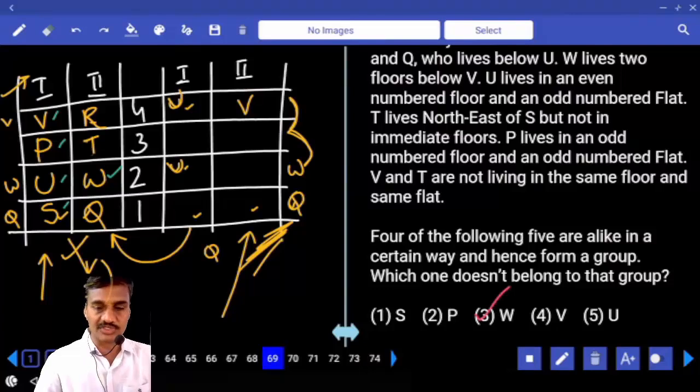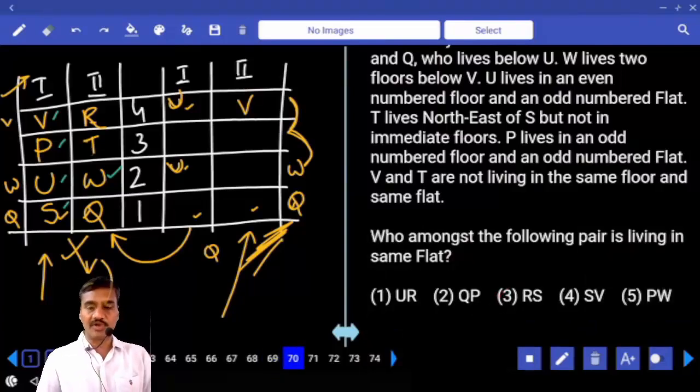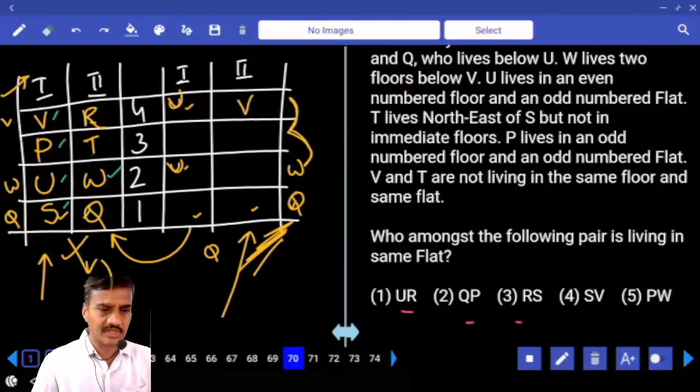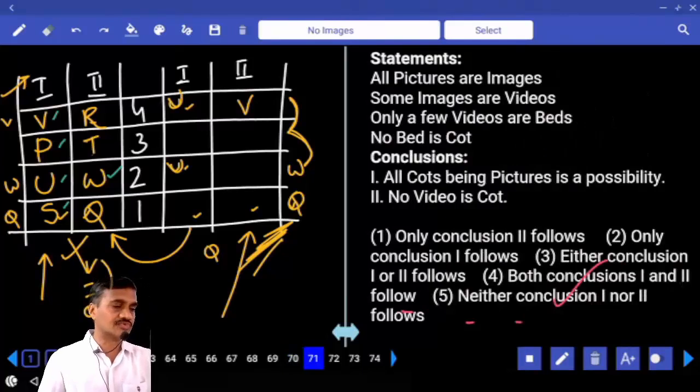W, that is choice 3. 69. Which among the following pair is living in the same flat? U and R. Are they living in the same flat? No. Q and P? No. R and S? No. S and V? No. Next one, P and W. Are they living in the same flat? Now same flat. U and R different. Q and P different. R and S different. And S and V, choice 4. 70, choice 4 is the answer.